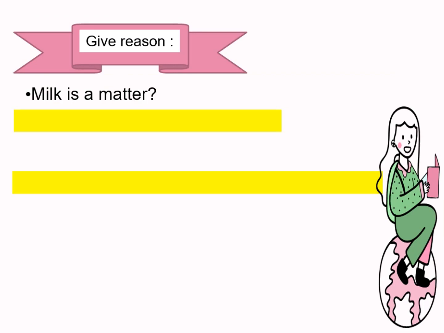Now let's answer some questions. First, give reason: milk is matter. I needed to take care of that type of question because it's kind of tricky. When I ask you to give reason why milk is matter, here I want you to define matter. As we knew before, matter has mass and volume. So your answer has to be that because milk has mass and volume.